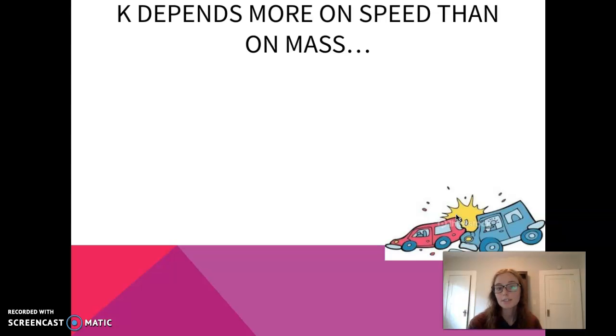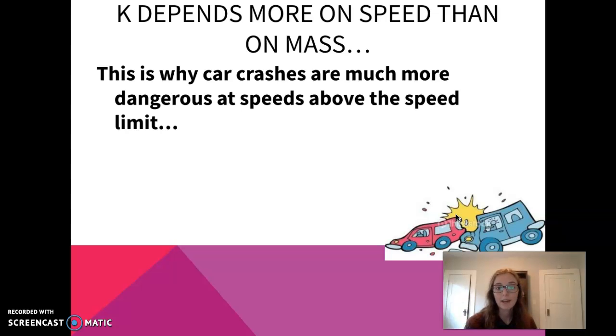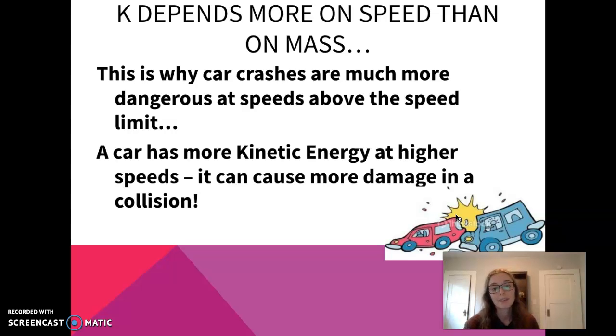K depends more on speed than mass, and that is why it has v squared. If you think about a car, crashes are much more dangerous at speeds above the speed limit. The faster they go, the more dangerous they are. Because a car has more kinetic energy at higher speeds, it can cause more damage in a collision.